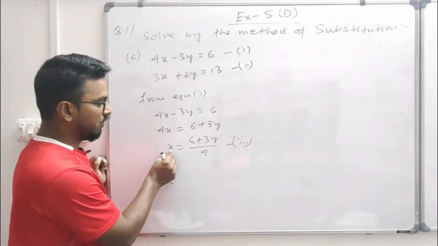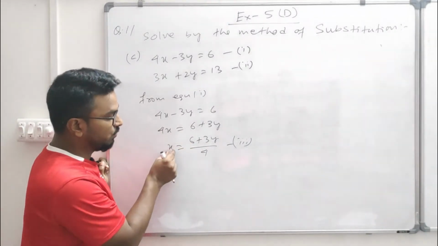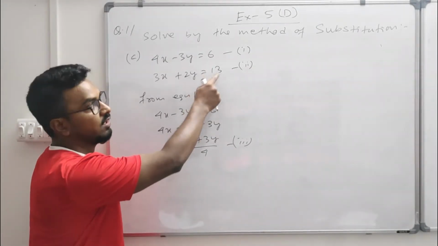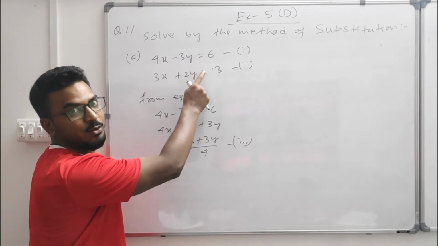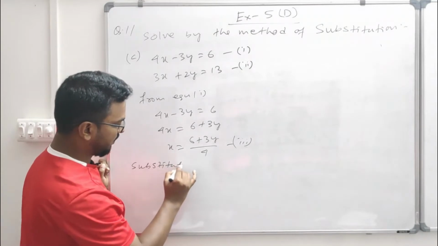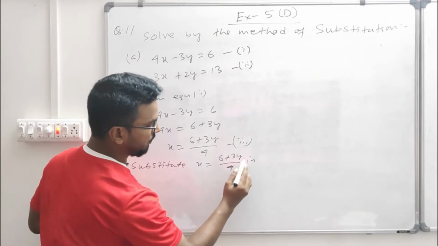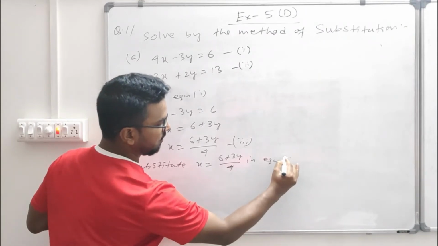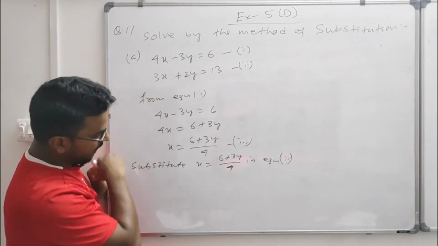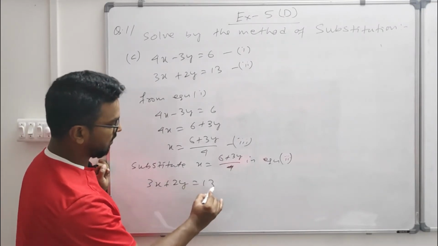Here we got the value of x, that is 6 plus 3y by 4. So we'll substitute the value of x equals to 6 plus 3y by 4 in equation number 2. Not in 1. We have to substitute in equation number 2. So we will write here: substitute x equals to 6 plus 3y by 4 in equation 2.